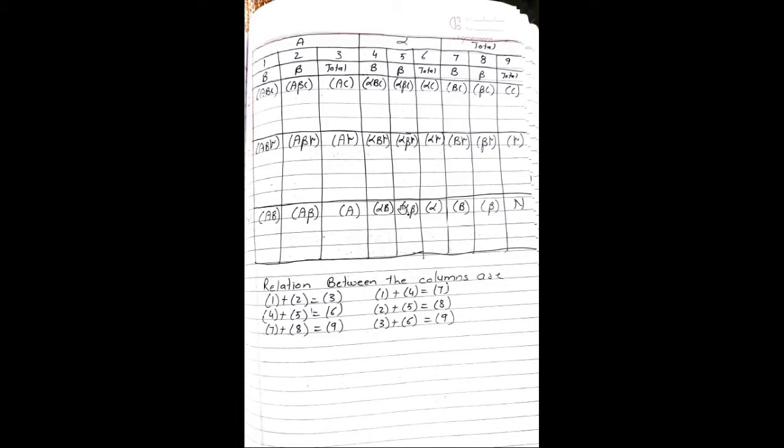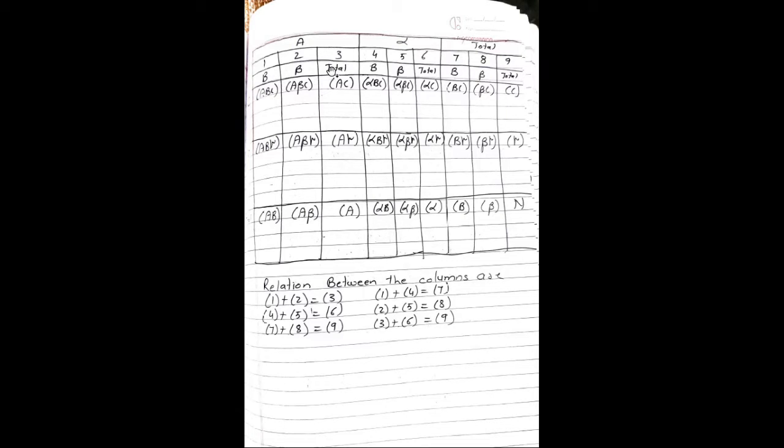Alpha B, alpha beta, total of alpha. Then total of B, total of beta, and capital N. So this is the blank table we have to draw first. Again I will explain it to you.